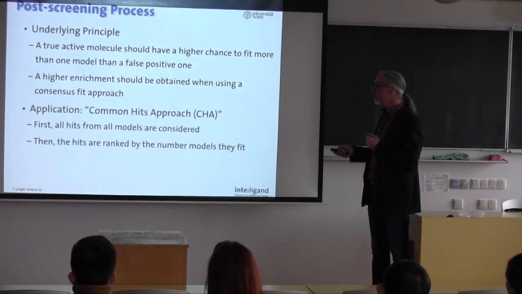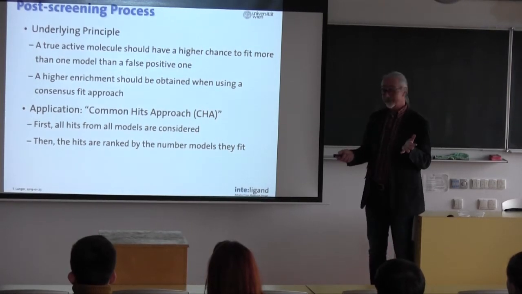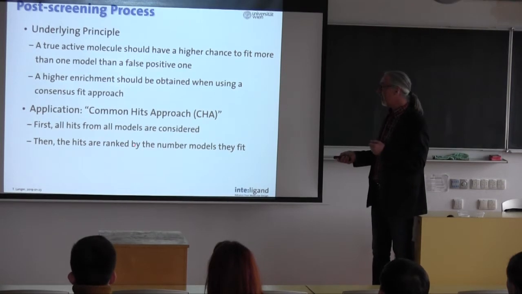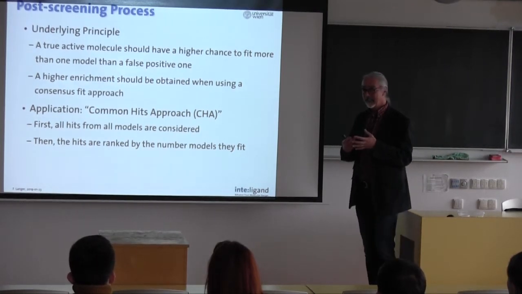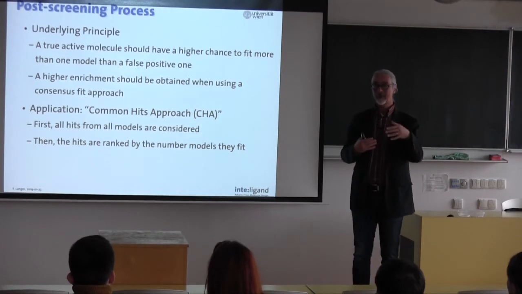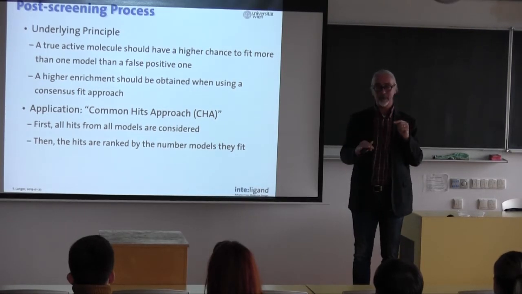And so what we do, we call this approach the so-called common hits approach, CHA. First, we derive all the hits from all the models, and then the hits are ranked by the number of models they fit. So a hit that will be retrieved by a lot of pharmacophore models will be ranked high, and the molecule that is only fit by a few pharmacophores will be ranked low.